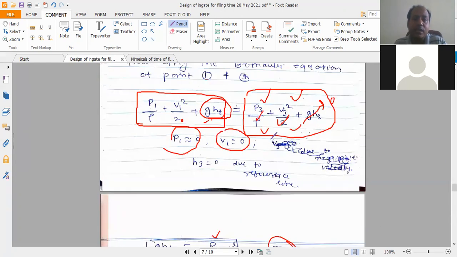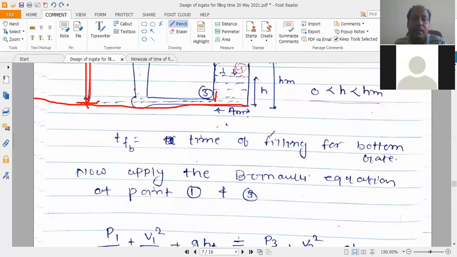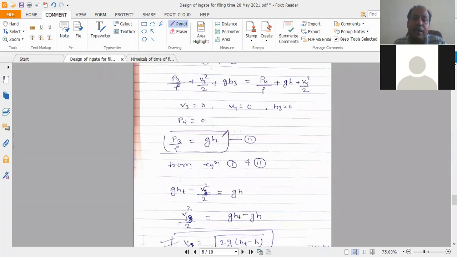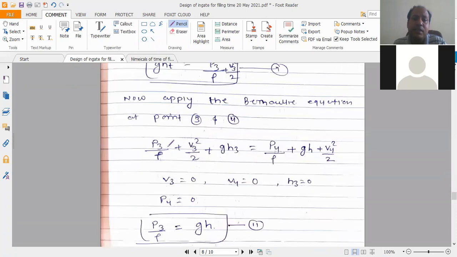Now we can apply the Bernoulli equation at point 3 and point 4, that is, up to the height h. If we assume that we have filled up to the height h, and at the head h we take one point 4 and apply the Bernoulli equation at points 3 and 4, then you may find p3 by rho plus v3 square by 2 equals p4 by rho plus g s3 plus g h4.